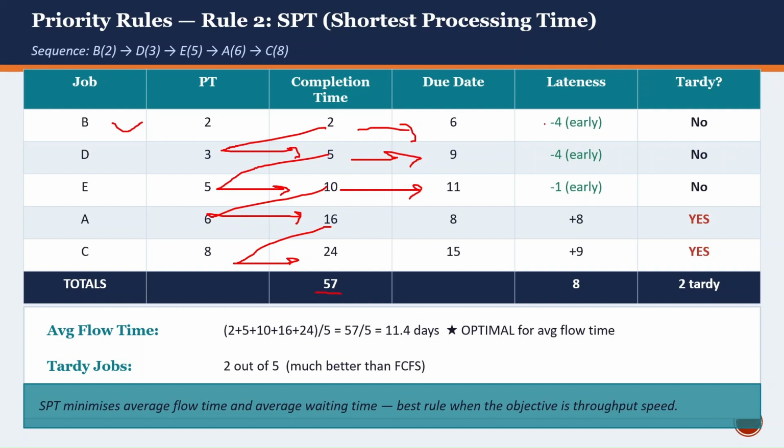And for lateness, we get only 2 tardy jobs, whereas in the earlier case we got 4 tardy jobs. The average flow time is 11.4 days, and tardy jobs have been reduced to 2 out of 5. Now the SPT is going to minimize the average flow time and average waiting time.